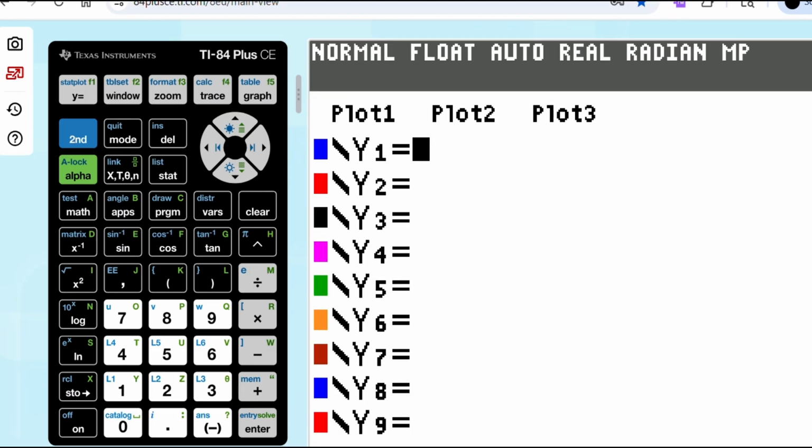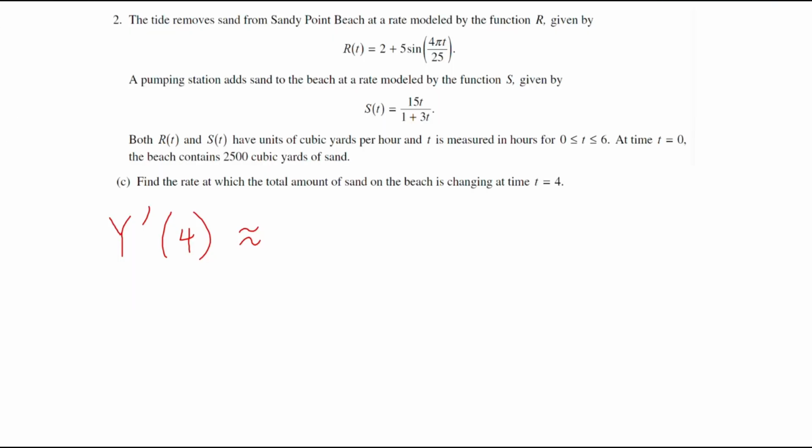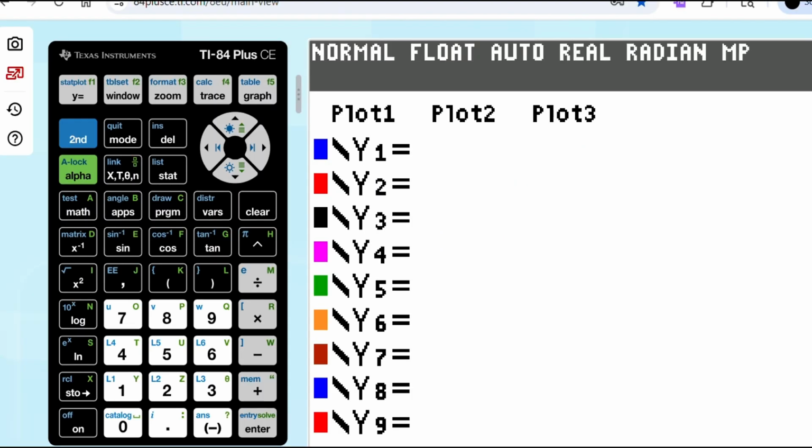I'm going to hit y equals, and our y prime is s minus r. And in fact, we didn't actually write that out. Y prime is s of 4 minus r of 4. And that's not actually the approximately equal there. That's exactly what it equals. And we're going to find that in a second. So we're going to graph s minus r because we need to know when that equals 0.